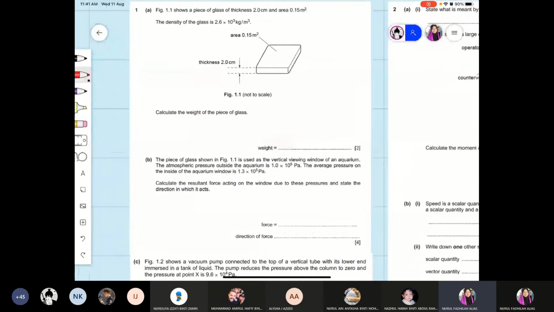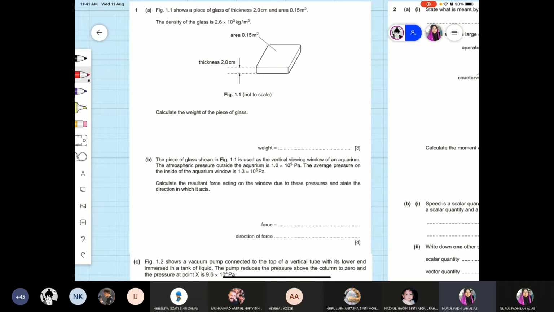Figure 1.1 shows a piece of glass of thickness 2 centimeters and area 0.1 meters squared. The density of the glass is 2.6 times 10 to the power of 3 kilogram per meter cubed. Calculate the weight of the piece of glass. Okay. Jadi soalan ni tak susah. Soalan ni mudah saja. What should we do first? Find the volume.